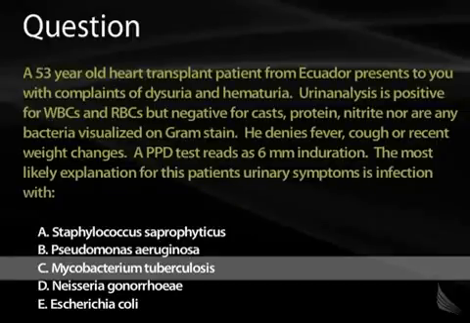Staph saprophyticus is not a common cause of UTIs in heart transplant patients. Pseudomonas aeruginosa could do this, but is not usually associated with UTIs. Neisseria gonorrhea is not going to be normally without protein or casts or white blood cells. And then E. coli can cause a UTI, but you're going to see bacteria in the urine.